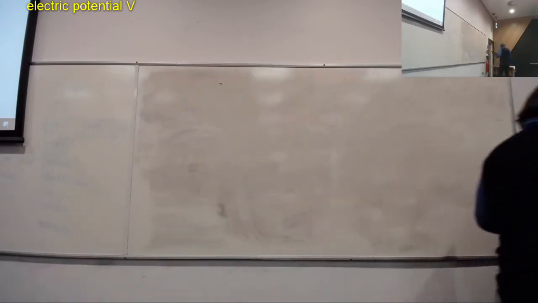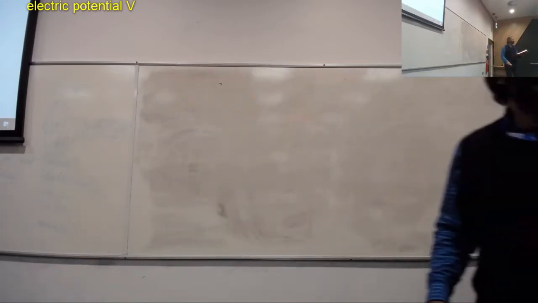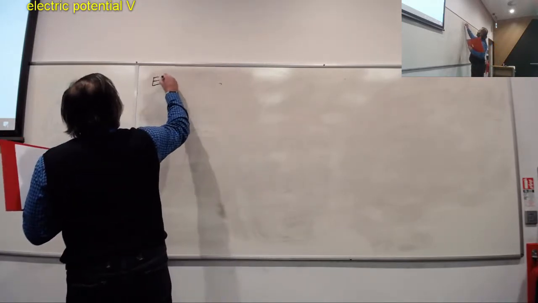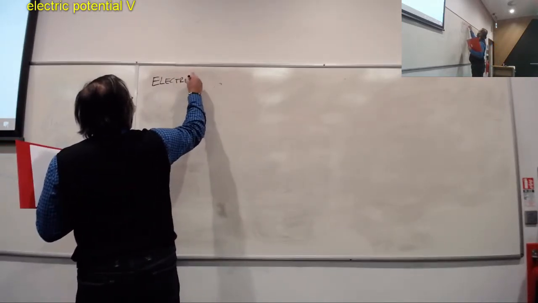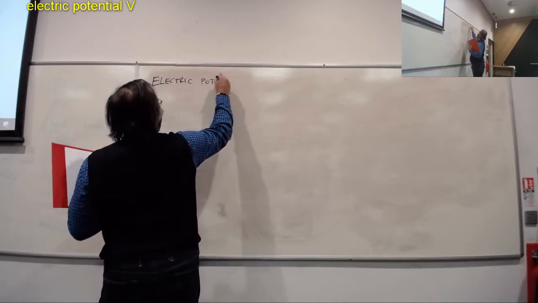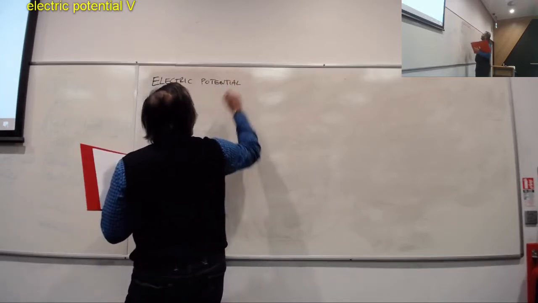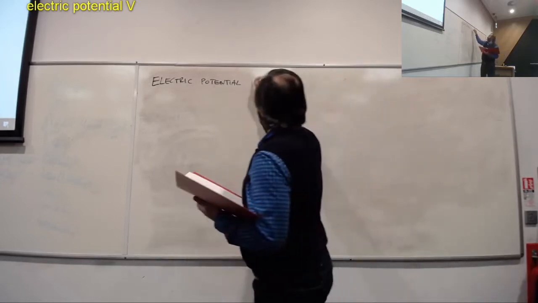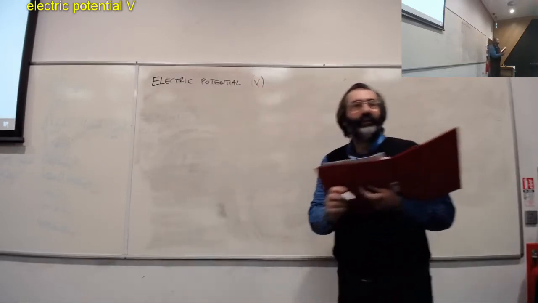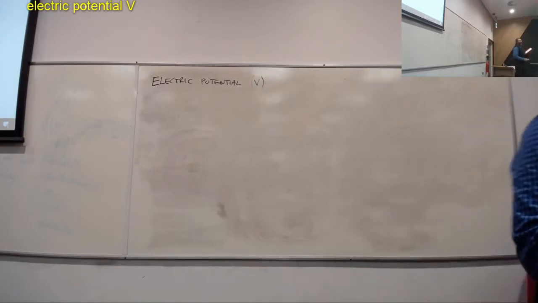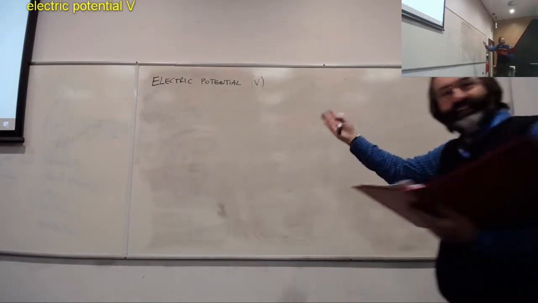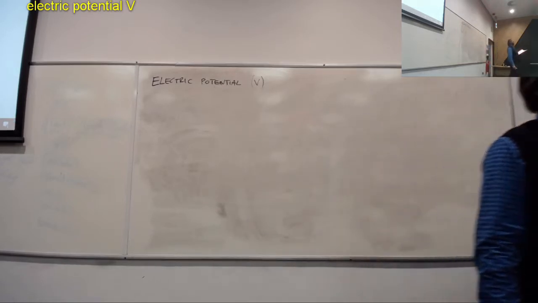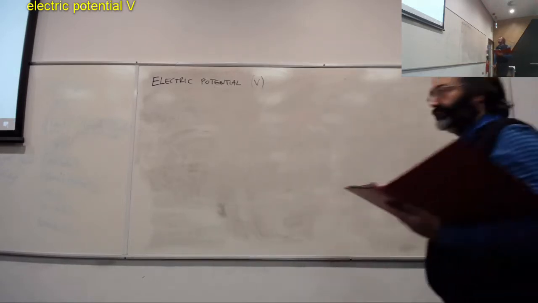Next point, potential, electric potential. I'm not using the word energy. This is electric potential, what we call V. Okay, what is V? It's clearly related to some sort of potential energy, isn't it? The electric field, related to the electric field.